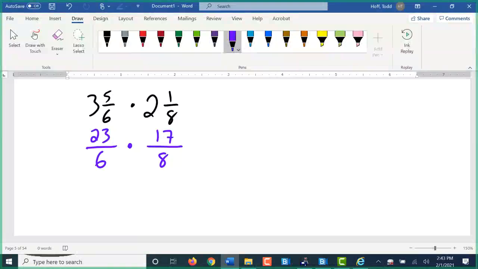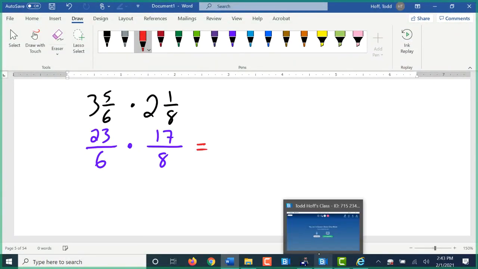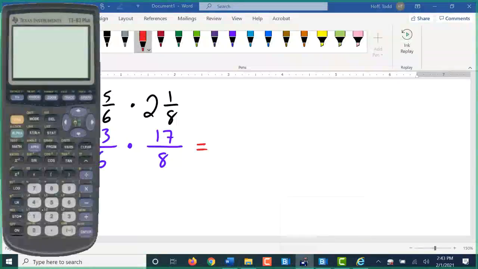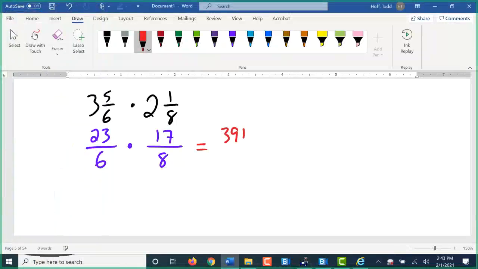Now here's where we would cross cancel. Unfortunately here, nothing cross cancels. 23 times 17, 391, over 6 times 8, 48. Then we have to reduce that down.